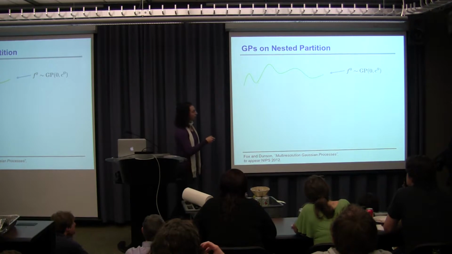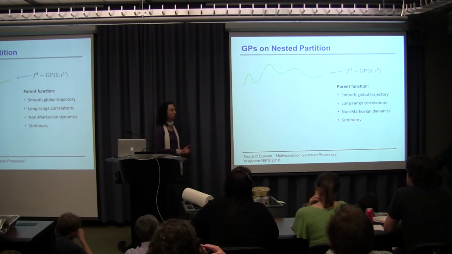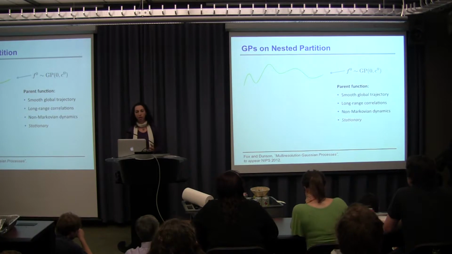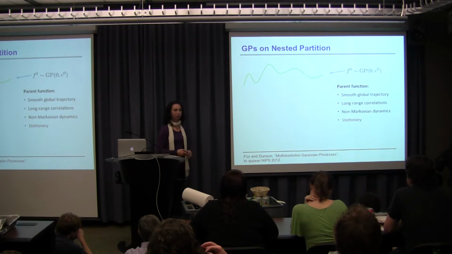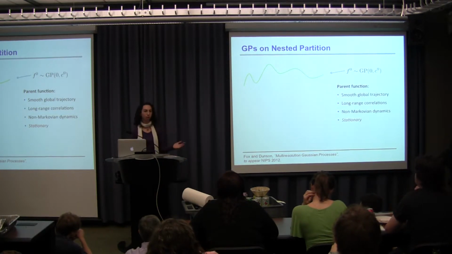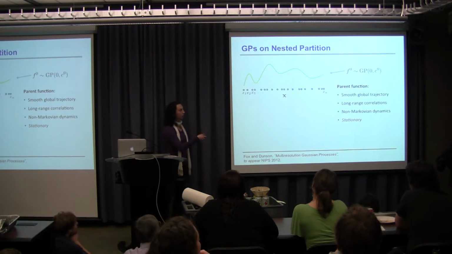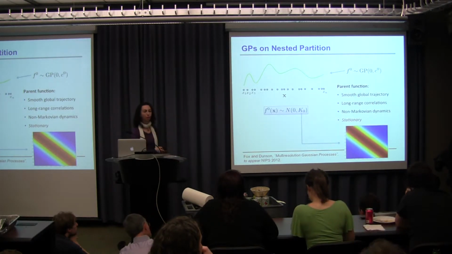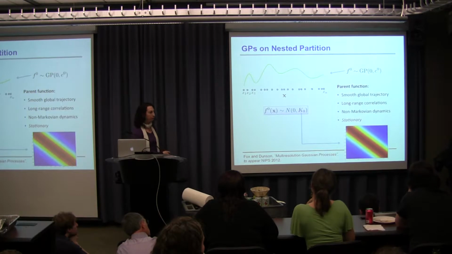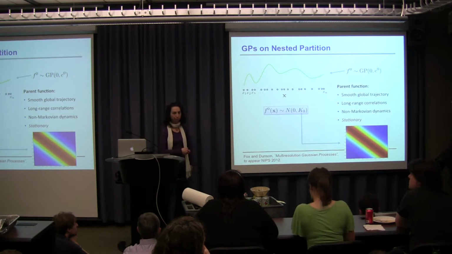Well, the top level of our hierarchy is going to start by just defining a draw from a Gaussian process. So this parent function defines the smooth local trajectory, long-range correlations, non-Markovian dynamics, and if we stopped here, it would define a stationary process, of course, assuming a stationary covariance function. And again, if we evaluate this function at some set of locations based on the 2-second tutorial at the beginning of the talk, this function is normally distributed, and the correlation matrix is going to look something like this, assuming that squared exponential covariance function.